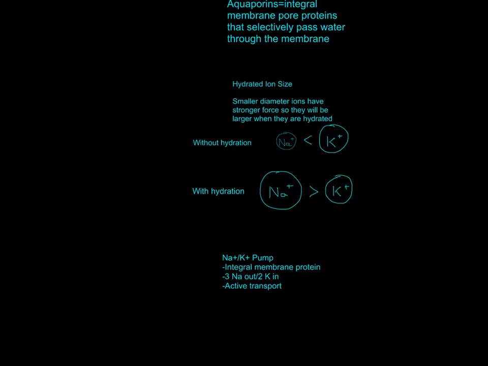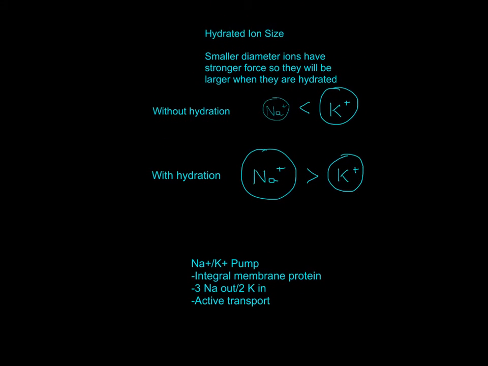And the final concept I would like to talk about is just hydrated ion size. So we have those ions in, like, a resting membrane potential and in neurons, such as sodium and potassium, but they're rarely just on their own. They're usually hydrated because they're in solution, right? Hydrated just means that water is attaching to the sodium or potassium. So what we should talk about is what happens to the ion size when it's hydrated. So smaller diameter ions have a stronger force. So they will be larger when they are hydrated.